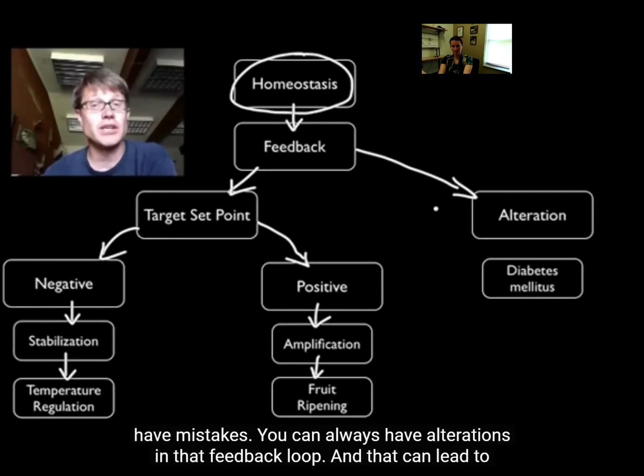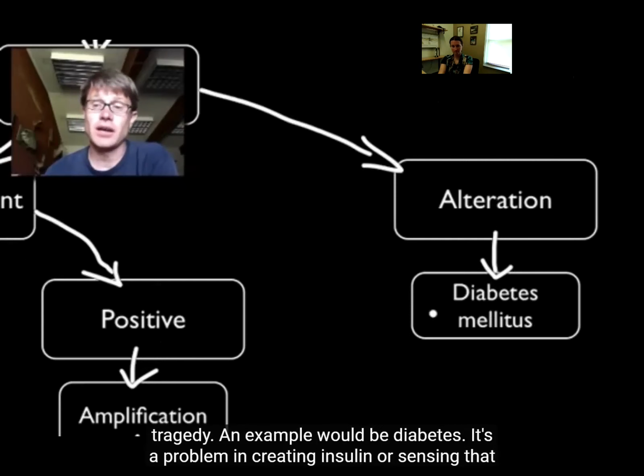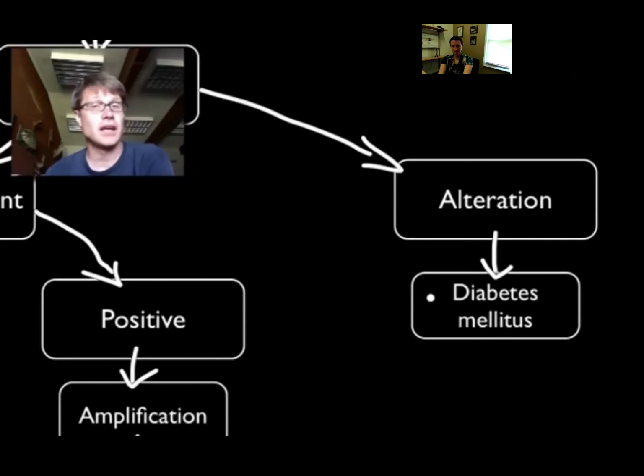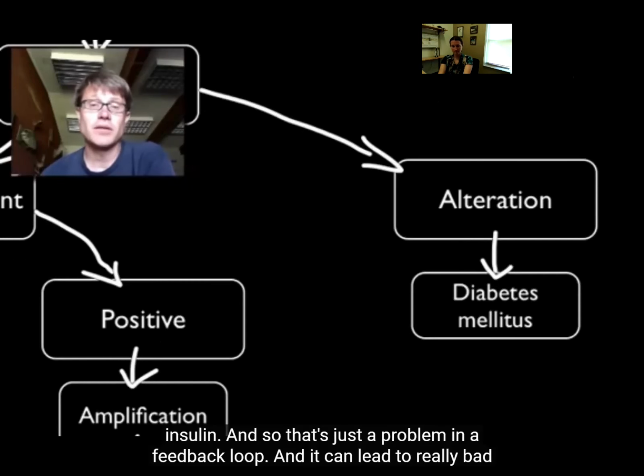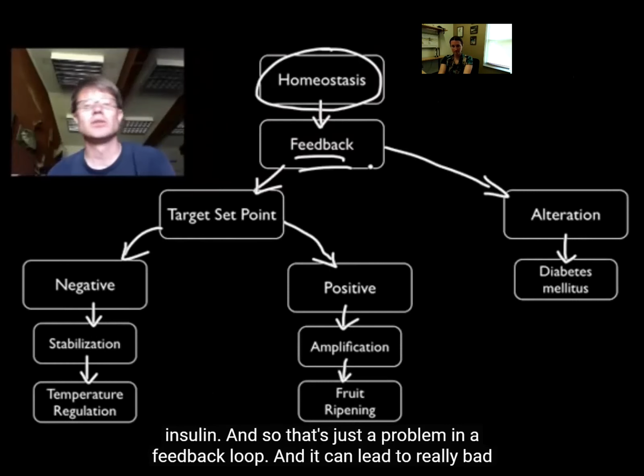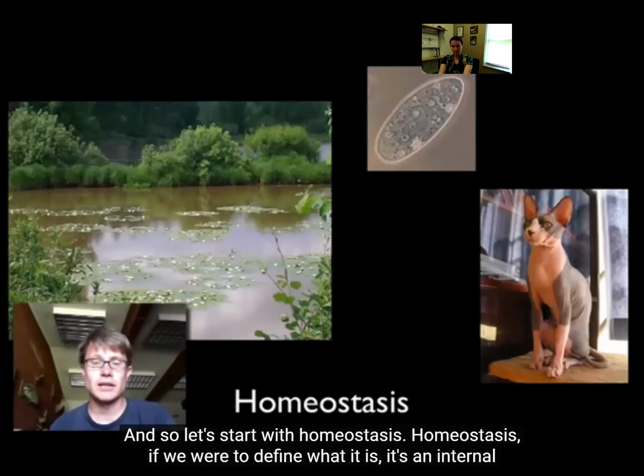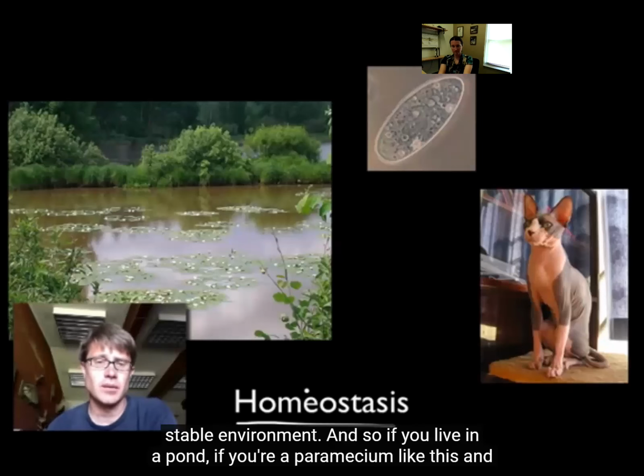Now with a feedback loop, you can always have mistakes. You can always have alterations in that feedback loop, and that can lead to tragedy. Example would be diabetes is a problem in creating insulin or sensing that insulin. And so that's just a problem in a feedback loop, and it can lead to really bad things. And so let's start with homeostasis. Homeostasis, if we were to define what it is, it's an internal stable environment.